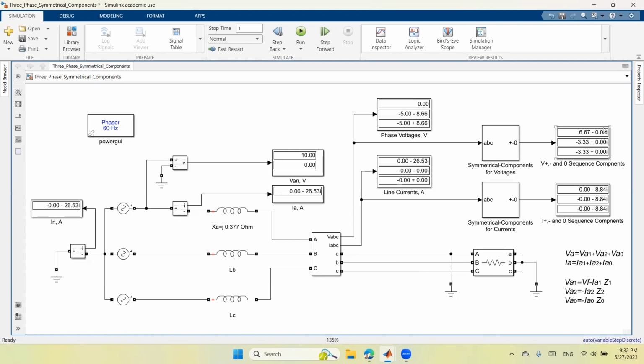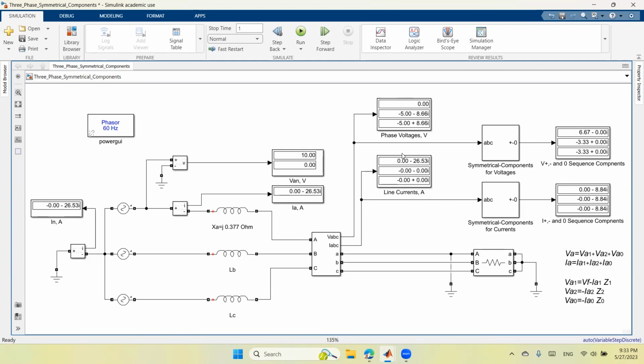For the imaginary part, I see that it is 0, so the sum of the imaginary part is equal to 0. So let's have a look at the real part. The real part for positive sequence is 6.67, negative sequence negative 3.33, zero sequence negative 3.33. The sum is equal to 0, then VA is 0, and this formula is valid.